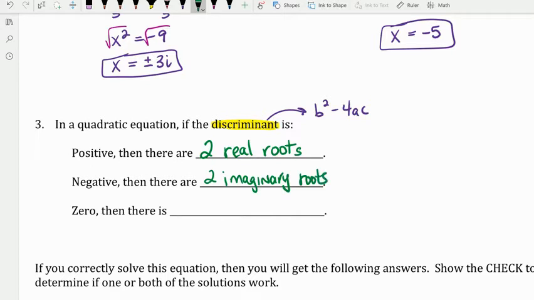And if the discriminant is 0, then that means when I take the square root of 0, that part goes away. There's no more plus or minus, so there is only 1 real root. Okay, and we'll do a little bit more with the discriminant on a later question.